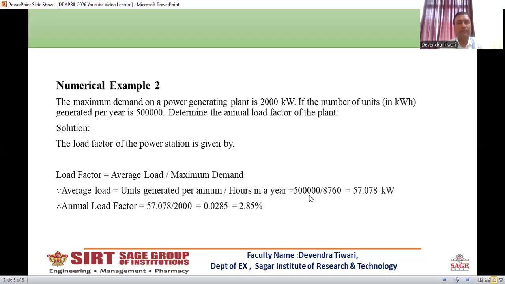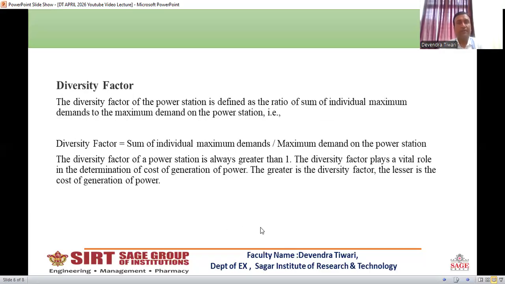So 5 lakhs divided by 8760, which is the multiplication of 365 multiplied by 24. So here 57.078 kilowatt is the average load. Hence, annual load factor will be 57.078 divided by 2000 as per the formula. So it is 2.85%.